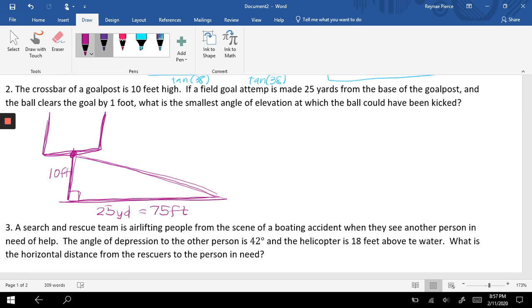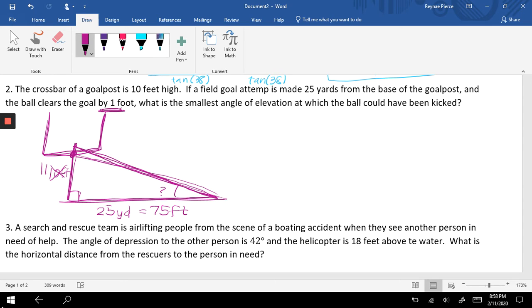Okay, so here, right angle, that helps form your right triangle. Okay, and we actually want the ball to clear the goal by 1 foot. So we're actually going to go, instead of 10 feet, we want 11 feet. Okay, it says what is the smallest angle of elevation at which the ball could have been kicked?